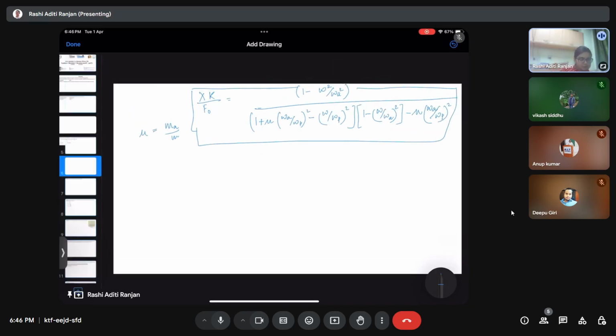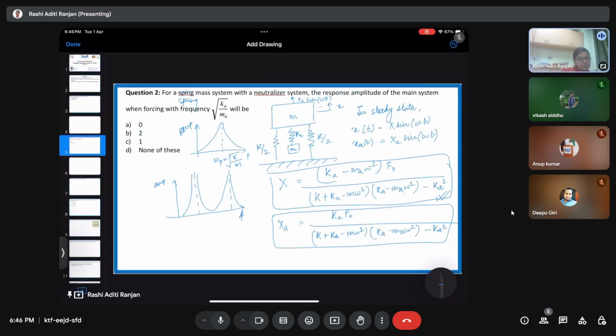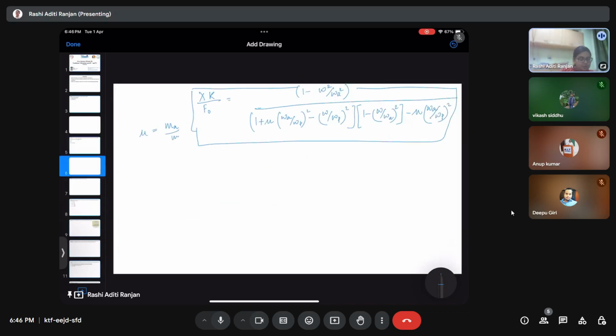So you see what the question says. The question says, for a spring mass system with a neutralizer system, the response amplitude of the main system when the forcing frequency is applied. So we have omega as under root Ka by Ma, which is nothing but omega equals omega a. So you see the numerator is simply going to go to 0, and so my X is going to be 0. So here the answer is going to be 0.